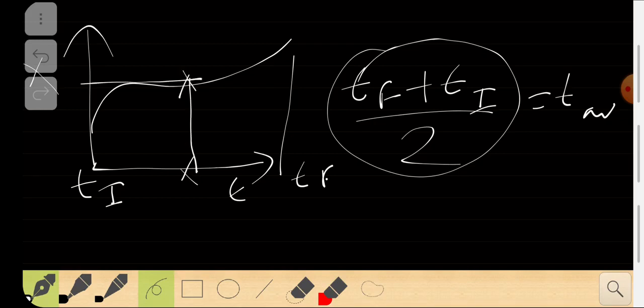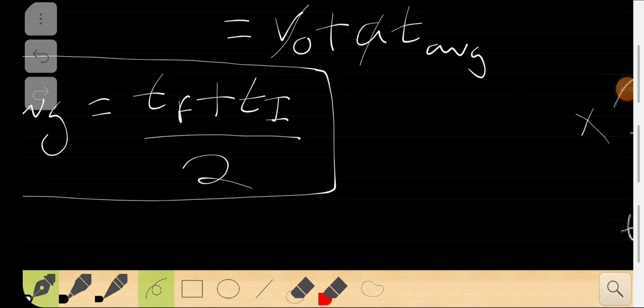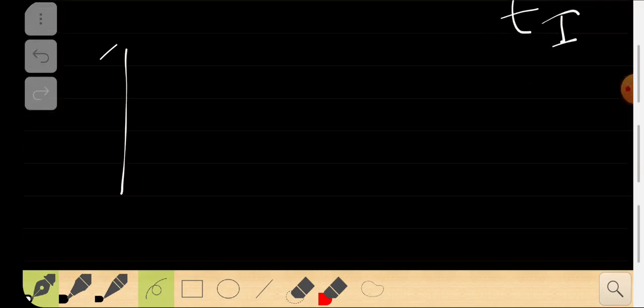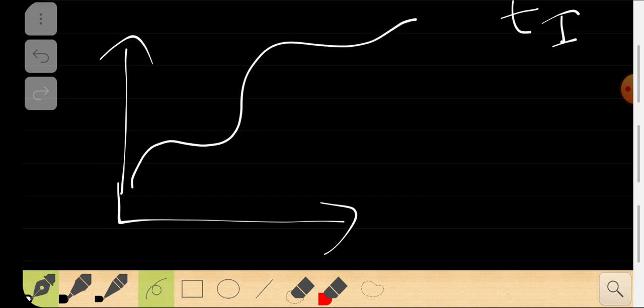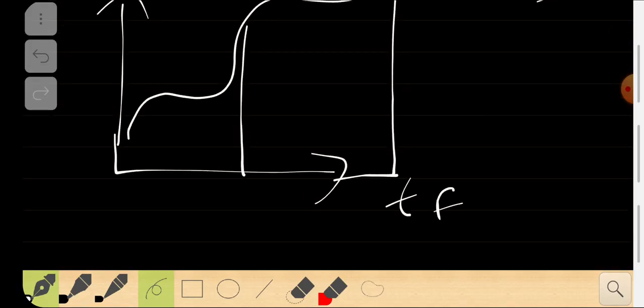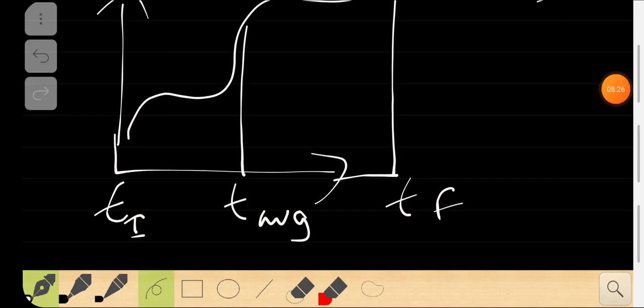If you look at this equation closely, you'll find that there is something off, right? If you have a plot like this, the average velocity in the middle, it should be in the middle, but it doesn't apply. So the value of t final and t initial and the middle term, which is t average, is not reasonable. There is a difference in these two things.